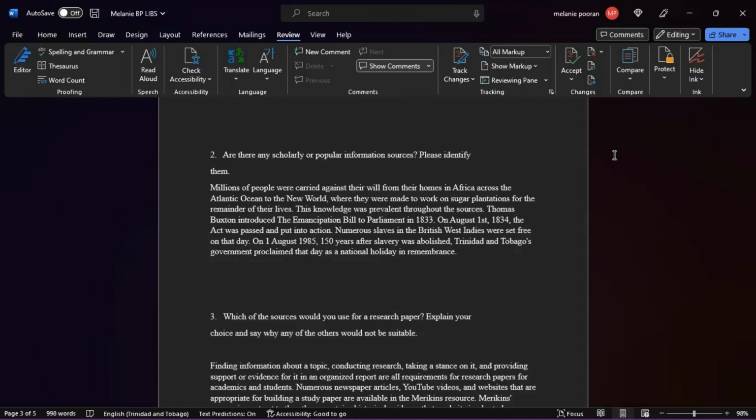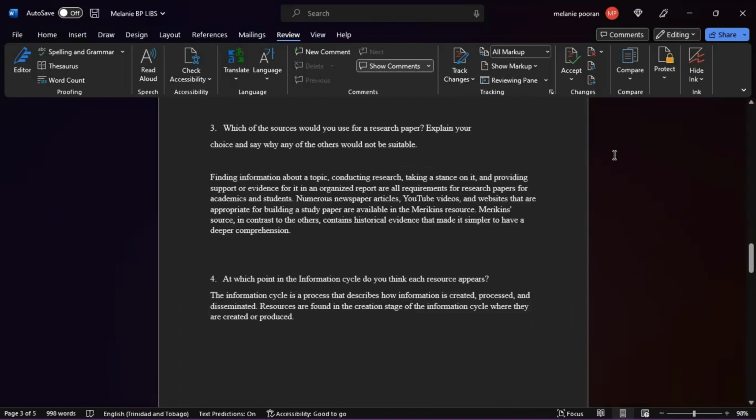Thomas Buxton introduced the Emancipation Bill to Parliament in 1833. On August 1st, 1834, the act was passed and put into action. Numerous slaves in the British West Indies were set free on that day. On 1st August 1985, 150 years later, slavery was abolished. Trinidad and Tobago's government proclaimed that day a national holiday in remembrance. So yes, it did have popular information. This has been prevalent throughout all the sources.